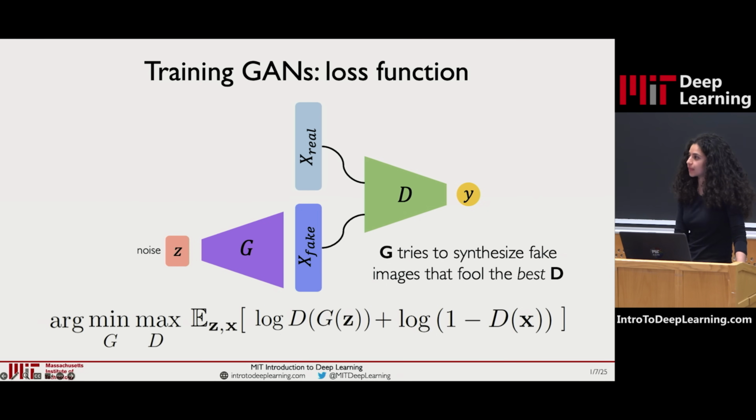Is this differentiable? Yes, that's a great question. It is differentiable, but it turns out in practice it can be very difficult to train GANs stably. And so there have been works proposed that give variations on this loss or introduce other methods to try to improve the stability.